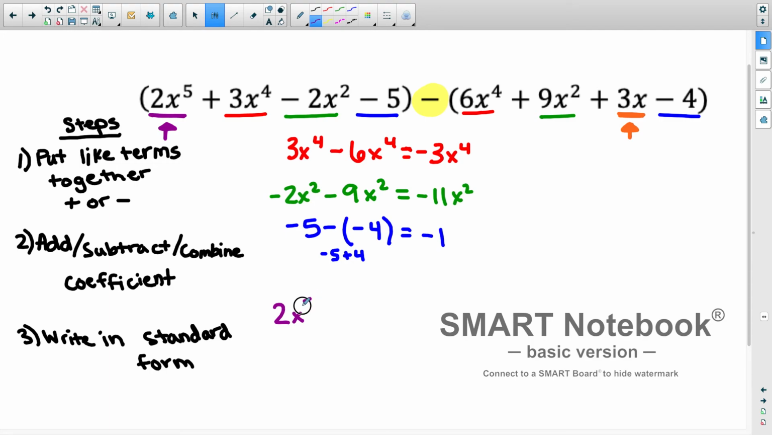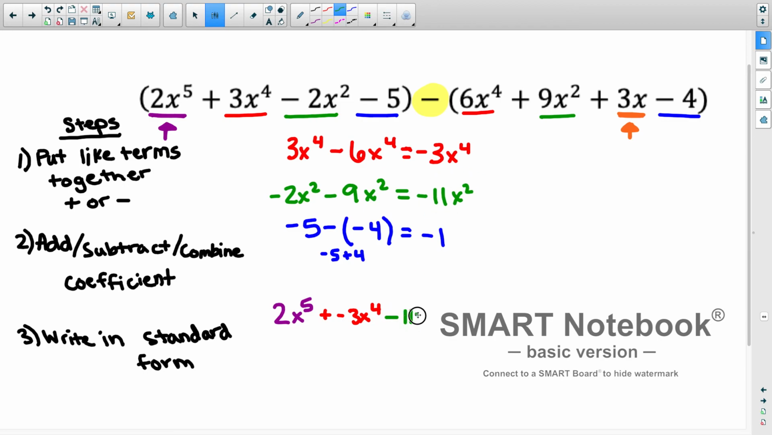And we didn't use that because it had no like terms. So that 5 is the highest exponent. And we're just going to work our way down. So 5, 4. So we have negative 3x to the 4th. And then we would have x to the thirds. I don't see any x to the thirds. So we're going to move on to x to the second. So 5, 4, 3, 2, negative 11x squared.